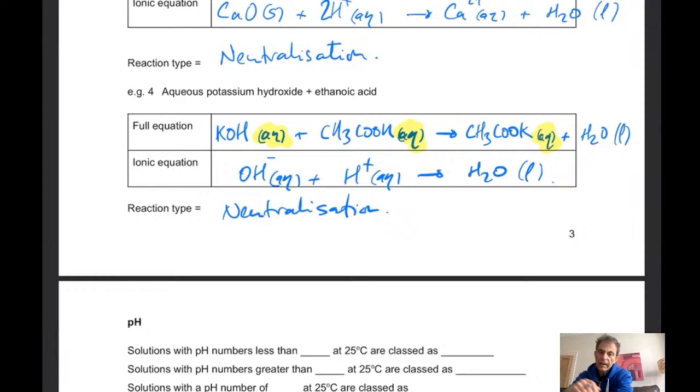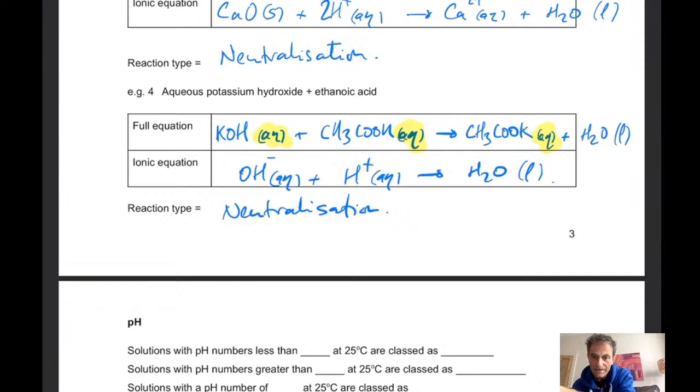You only show the ions if the thing is made from ions. So water is not made from ions, it's made from H2O molecules. So you only show ions if it's aqueous, because all aqueous substances will exist as ions.